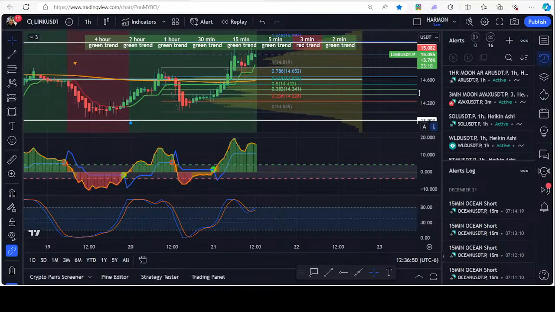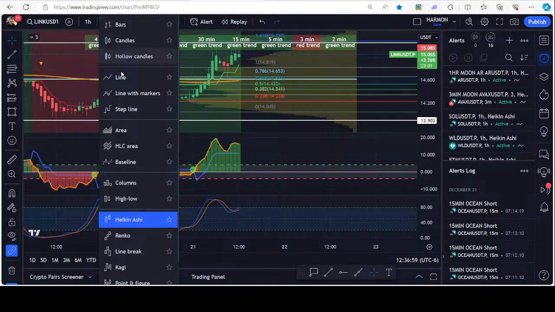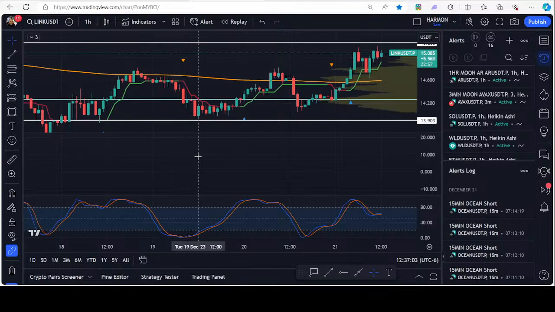So you have a 1 hour red moon. Link, yeah. All right, so let me take a look here. The RSI just crossed, and it's kind of going sideways for a second. Okay.